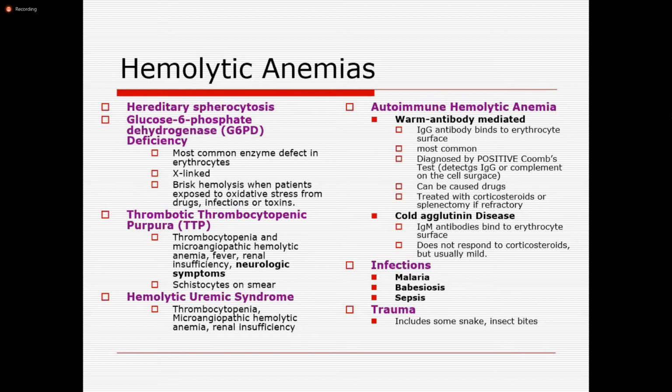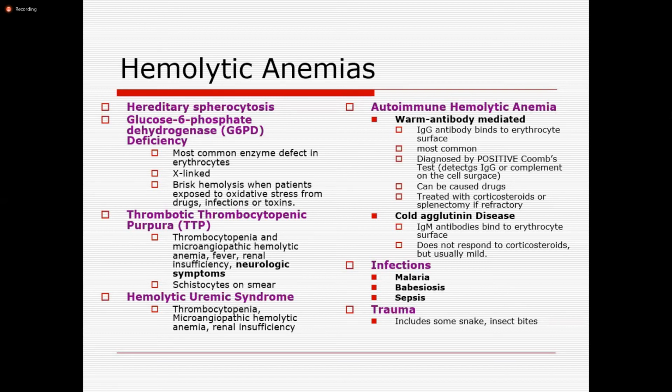TTP is thrombotic thrombocytopenic purpura, a microangiopathic hemolytic anemia. There is thrombocytopenia and microangiopathic hemolytic anemia, fever, renal insufficiency, and neurological symptoms. This is the typical pentad, but in all cases you may not find all the aspects. Schistocytes are typical in the peripheral blood smear. If you find a patient with decreased hemoglobin and decreased platelet count, do check for schistocytes and neurological symptoms.